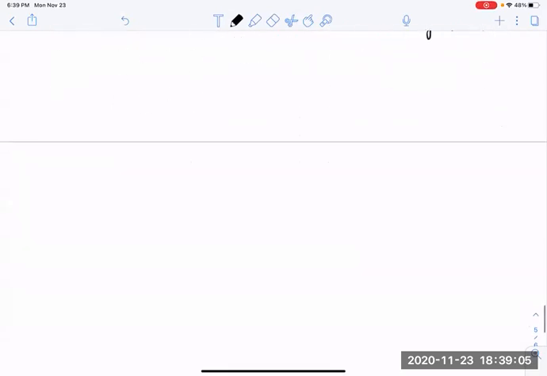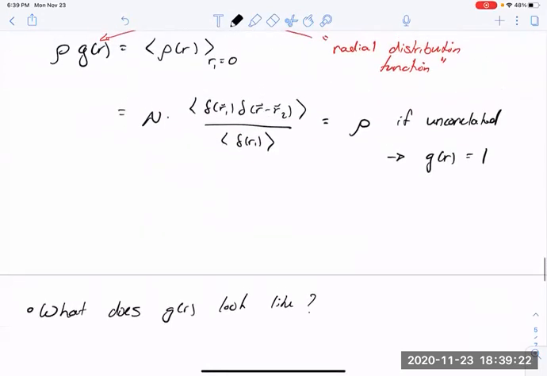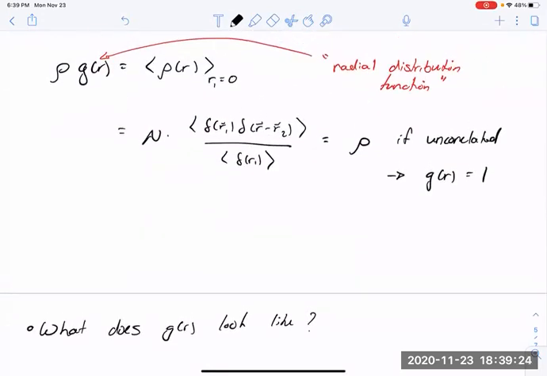Okay, so what does this G of R look like? Note, I've done something a little sneaky. I've defined that function as magnitude R, not vector R. That's, of course, because the probability of finding a particle some distance away from the origin shouldn't depend on the orientation of that vector due to the rotational symmetry of the system.